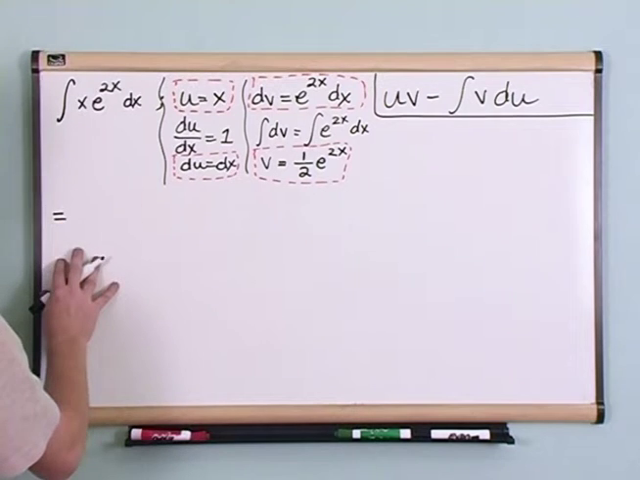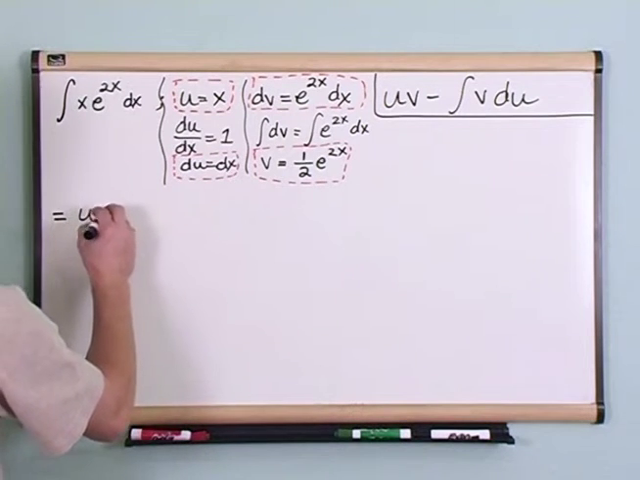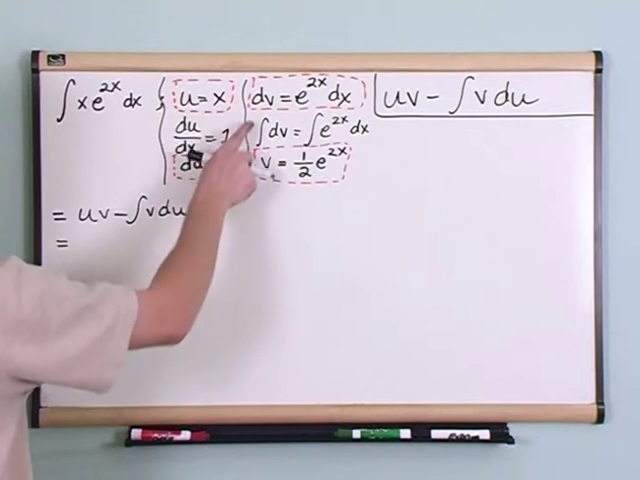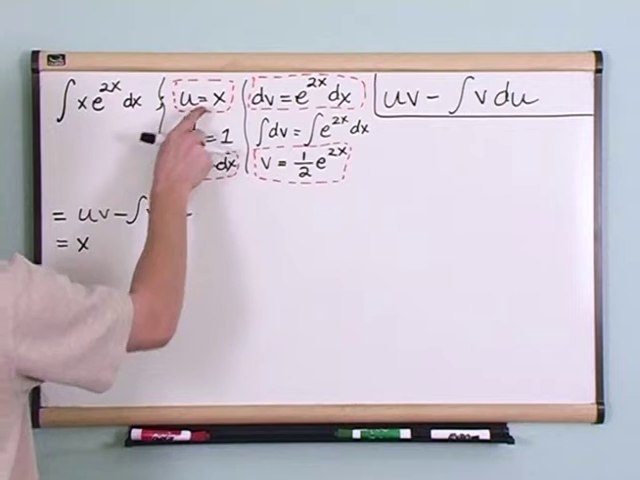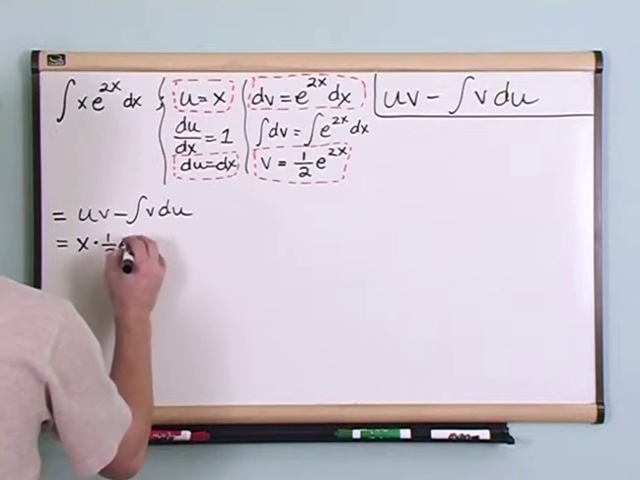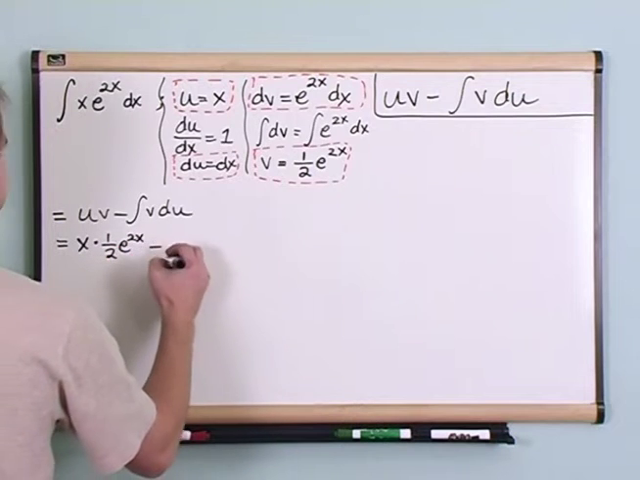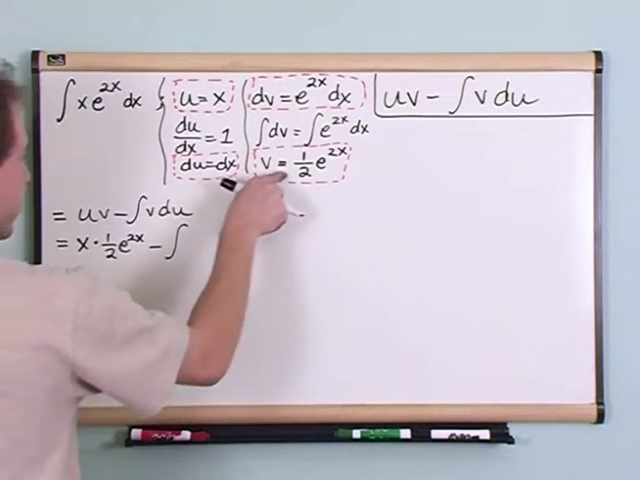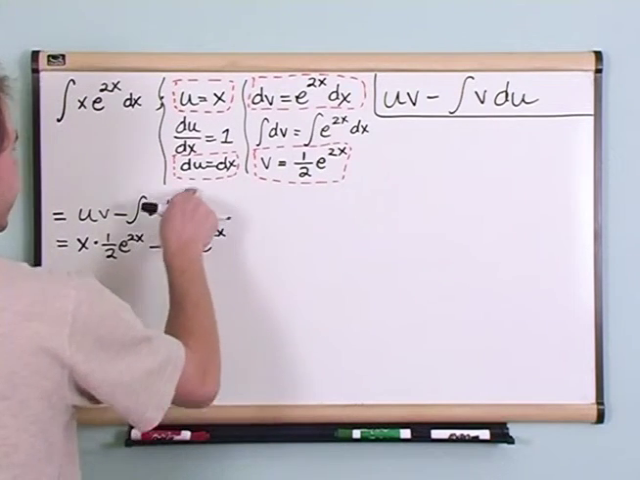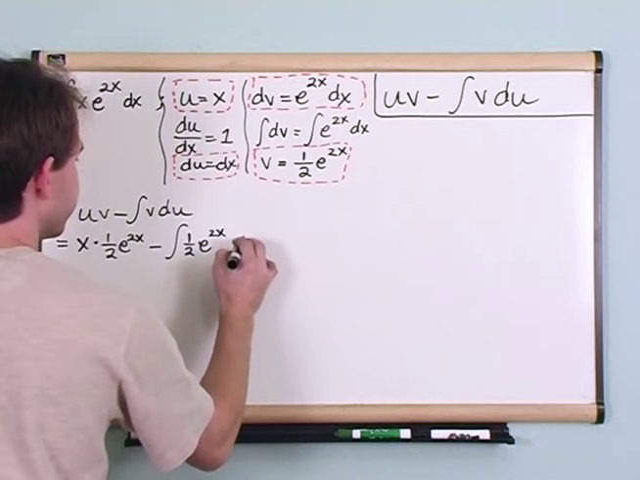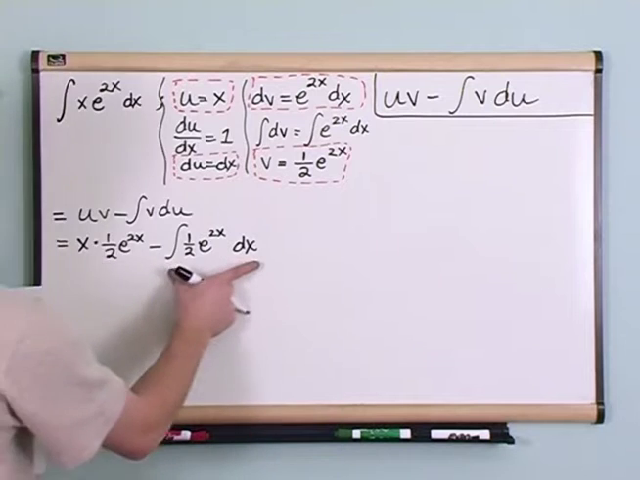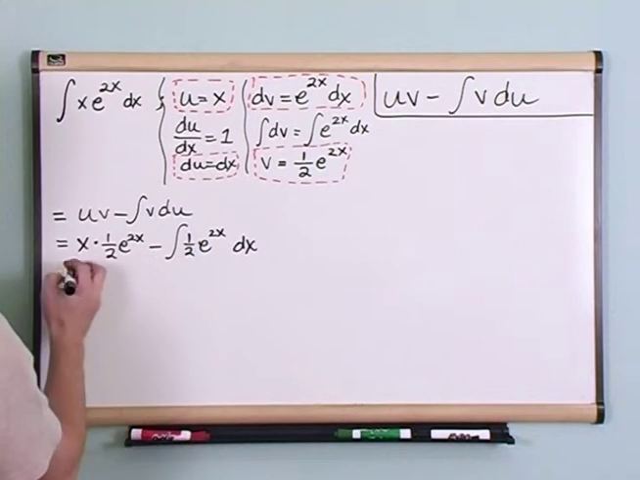So the answer to this integral is uv minus integral v du. So the answer is u, which is x from here, v, which is 1/2 e to the 2x, minus the integral of v, which again is 1/2 e to the 2x, times du. Du in this case is just dx. Okay? So we have some junk out front and we have another integral to do. So let's clean it up a little bit.